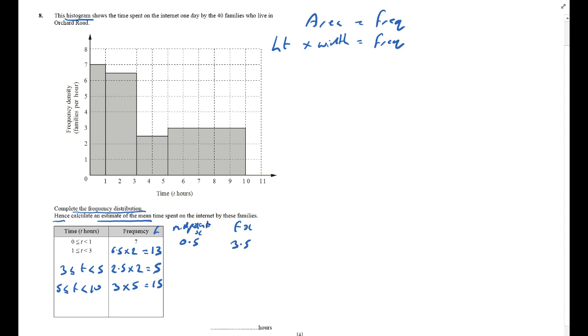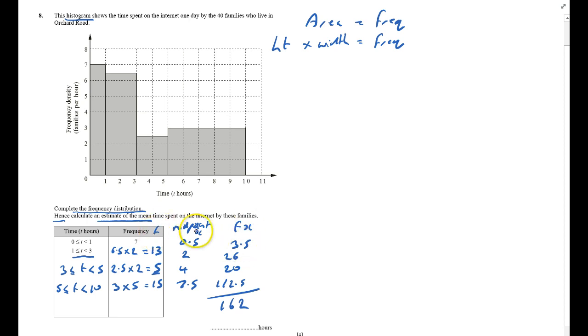We've got 13, well, on average 2, because the midpoint between 1 and 3 is 2. 13 2s come to 26. I've got 5 that were on average 4, so that would be 20. And the midpoint of the last one, between 5 and 10, is 7.5. I've got 15 7.5s, that's 112.5. If I add all those up, I get 162.